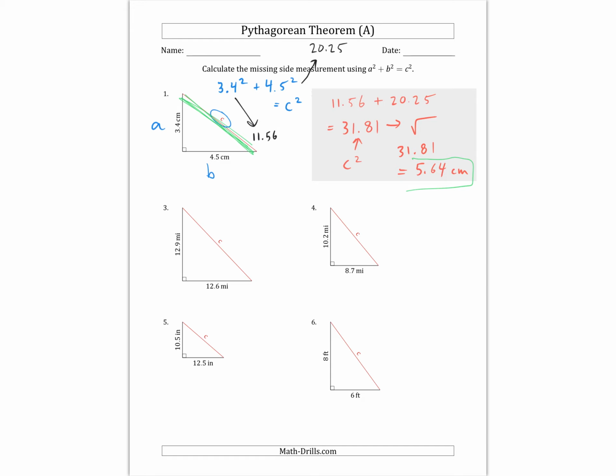Tomorrow and maybe the day after, we'll start working on different variations where we're trying to find the legs. We're given, say, the longest side and one of the short sides, and we're trying to find one of these other short sides. But for right now, this is all I want you to do today, is get these other 5 questions finished. Good job, folks.